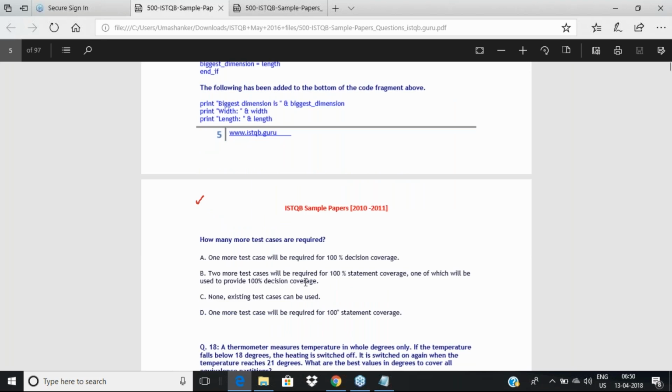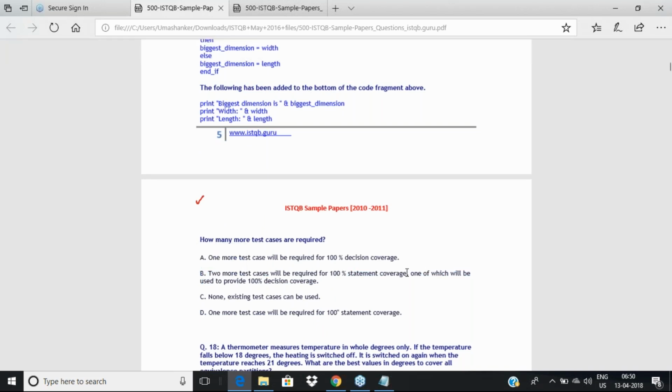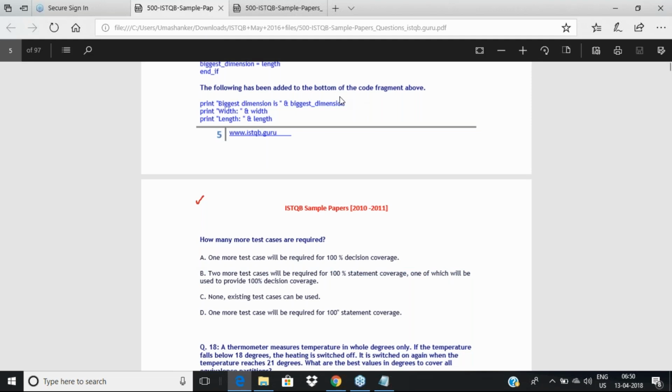Two or more test cases will be required for 100% statement coverage, one of which will be used to provide 100% decision coverage. Again, he is talking about decision coverage, so B also cannot be the answer. Maybe up to here you might feel that this can be an answer, but one of which will be used to provide 100% decision coverage. No, we already have 100% decision coverage.